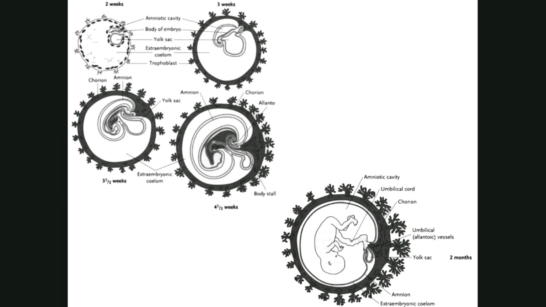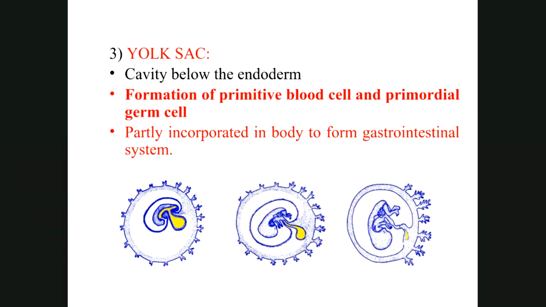The next is the yolk sac. Yolk sac is the cavity below the endoderm. Above the endoderm, amniotic cavity. Below the endoderm, yolk sac. And this yolk sac ultimately forms primitive blood cells, primordial germ cells, which is for the sperm and the ovum, and it forms part of the GIT.